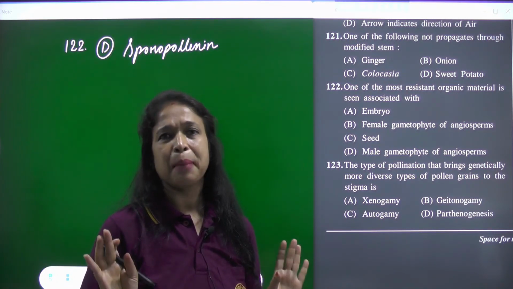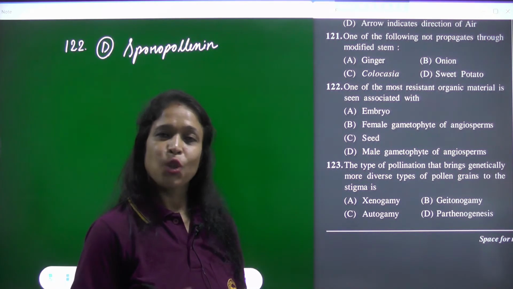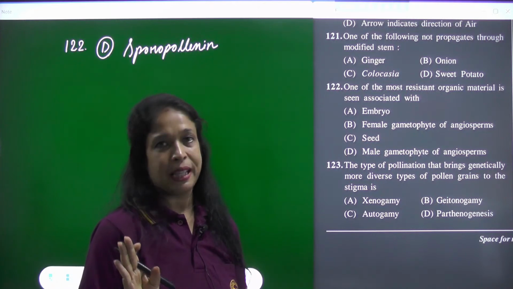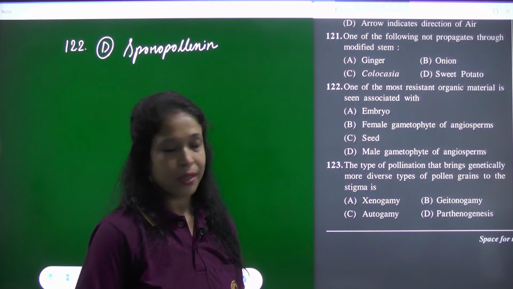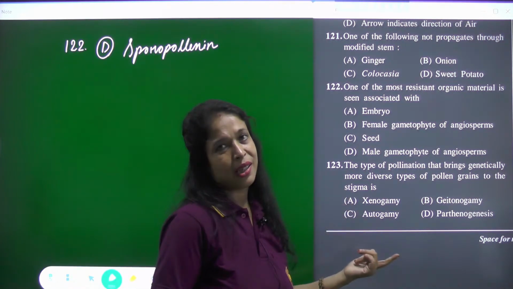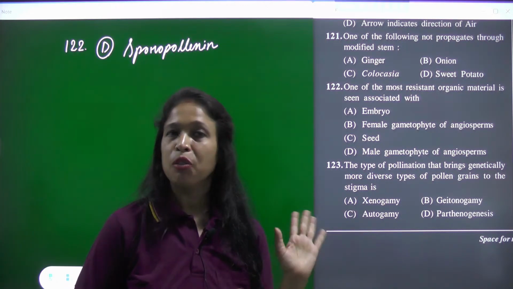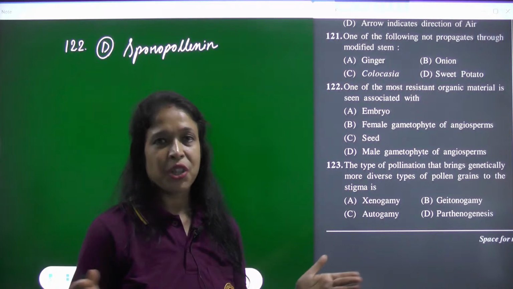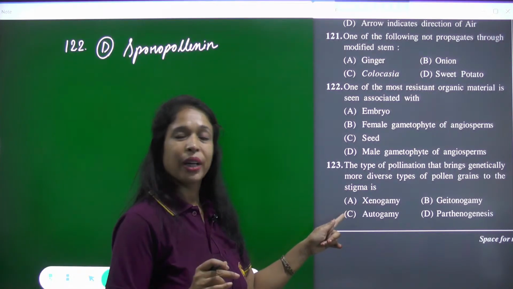Pollination within the same plant between different flowers, right? So genetically that's a type of self only, though physiologically it's a cross pollination. Autogamy, self-pollination. Parthenogenesis, no. Formation of embryo from the egg without fertilization. So pollinations के साथ कोई भी relation नहीं है. So 123 के लिए क्या आंसर होगा? Genogamy, A.